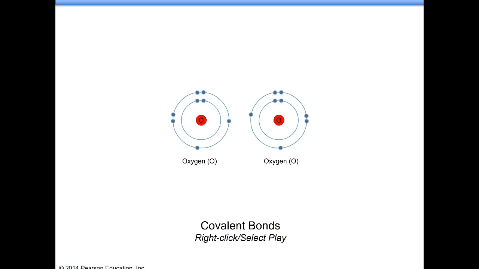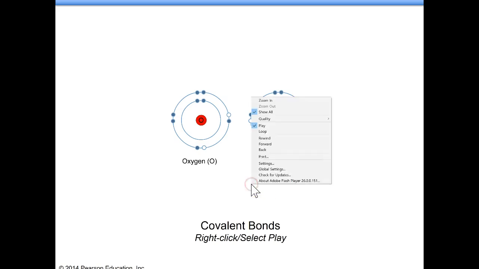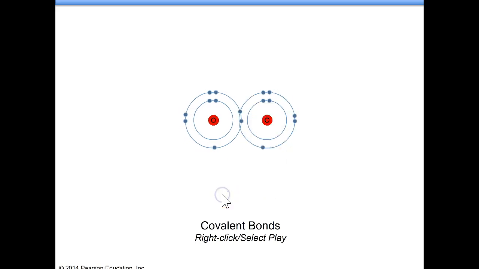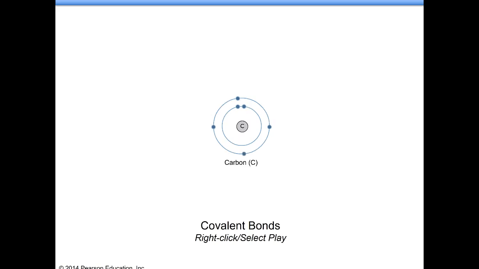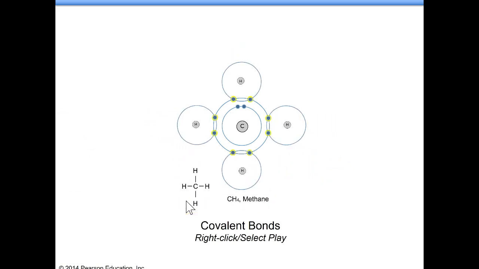Oh, technology. So here's more covalent bonds. Let's see if we can get this one going with the oxygen. And there we go. All right, so they're going to share those electrons, and that's a double covalent bond. Here's some more examples. Methane. It's not letting me advance.